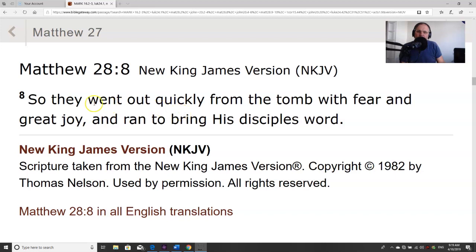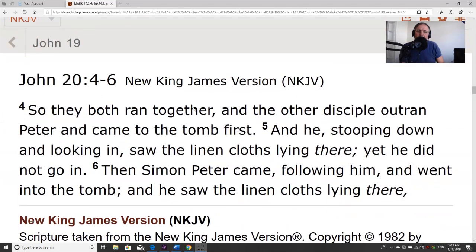Then in Matthew 28:8, so they went out quickly from the tomb with fear and great joy, and ran to bring his disciples word. So there was nobody in the tomb, and they had a combination of both fear and joy. In John 20:4, so they both ran together, and the other disciple outran Peter and came to the tomb first.